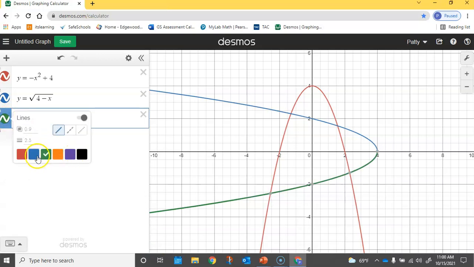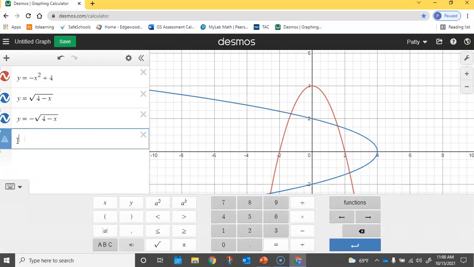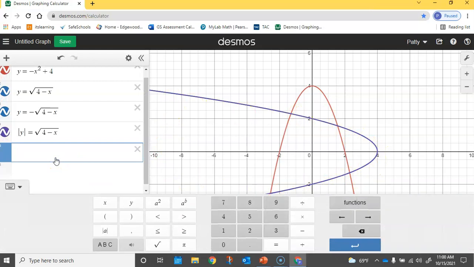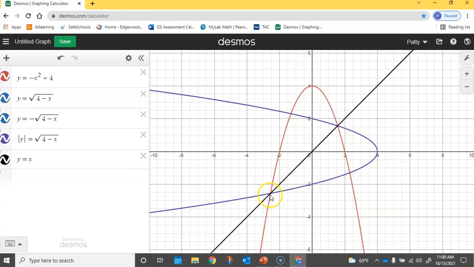Make them both the same color so it looks like it's all one piece. Now you could have also done that with the absolute value of y equals the square root of 4 minus x. So you could have sketched it that way. Now we have both functions on our graph. We have f as our original and we have our inverse. They're sketched there. Now, just to be sure, there's my line y equals x.